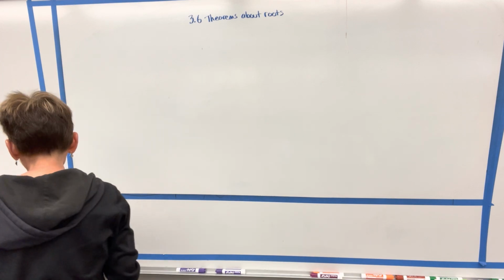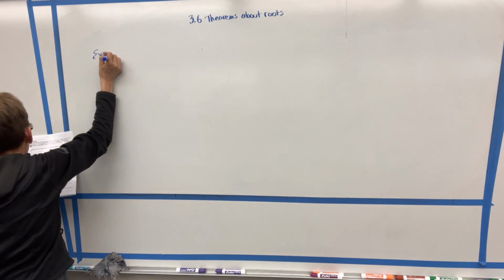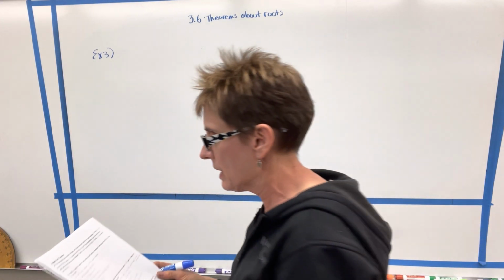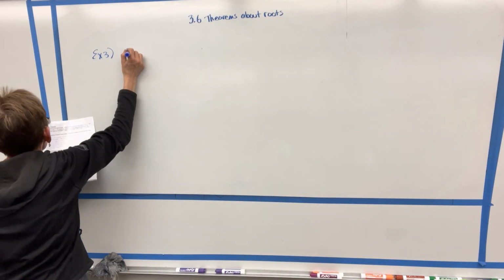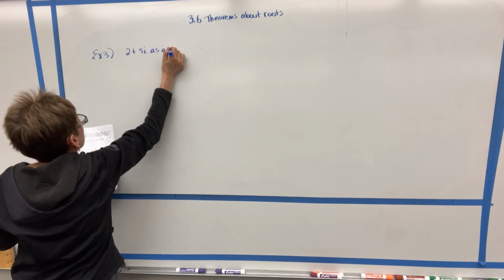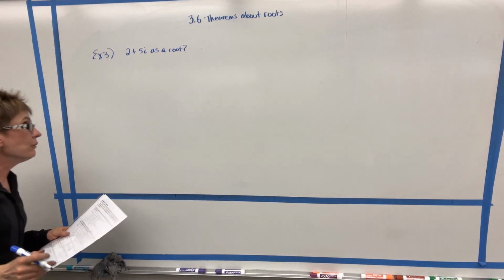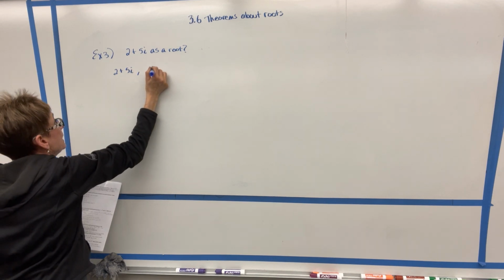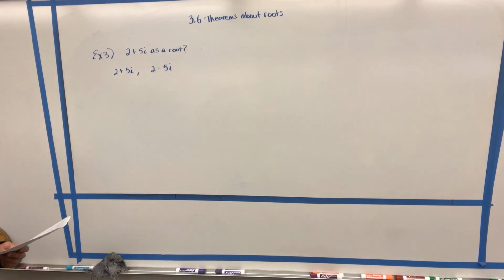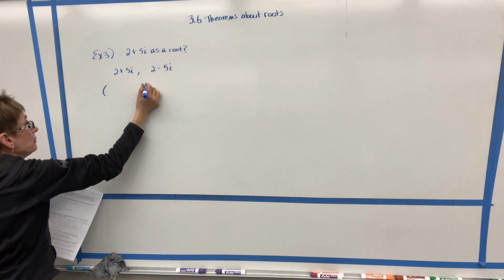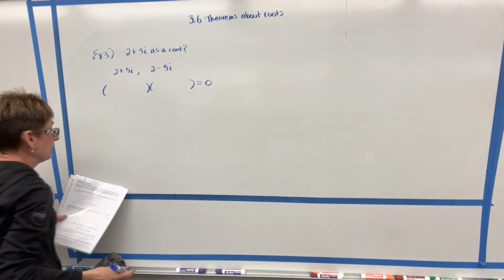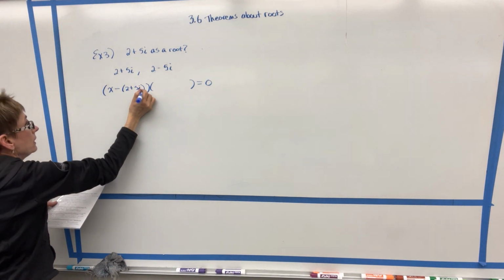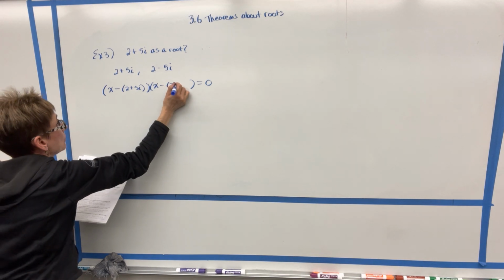So let's do an example here. I believe this would be example number 3. What is a quadratic function P with rational coefficients in standard form such that it has 2 plus 5i as a root? Well, I know from what we just talked about that if 2 plus 5i is a root, then it must be the case that 2 minus 5i is also a root. I also know that if these are roots, they represent how I can factor the function. So I know I can take x minus that first root times x minus the second one.